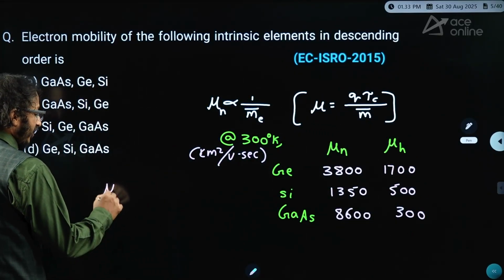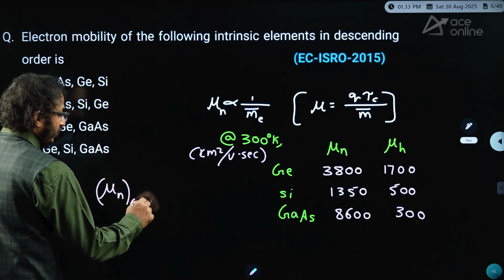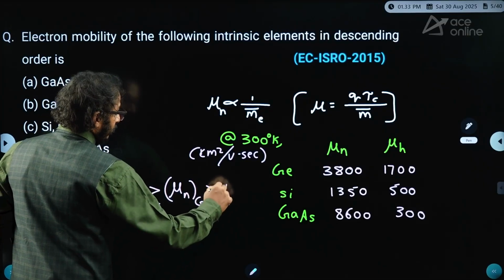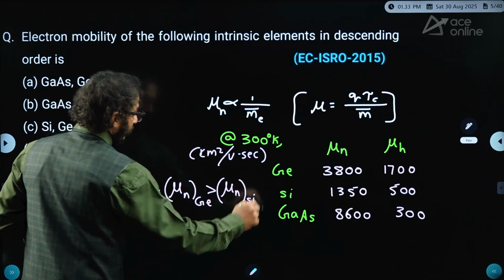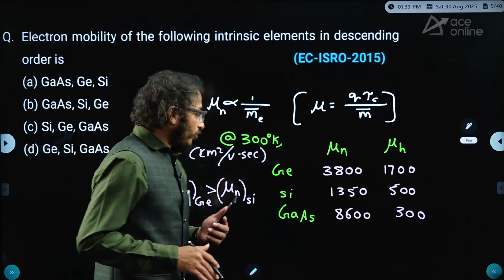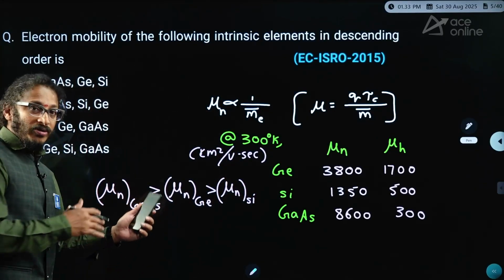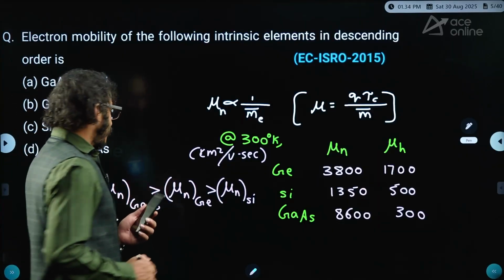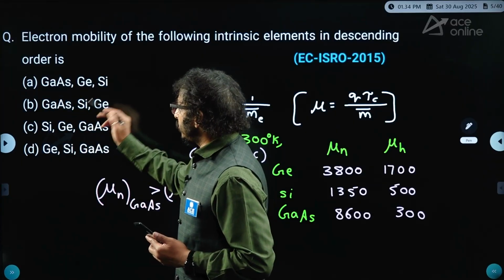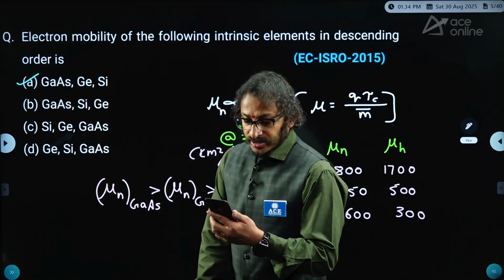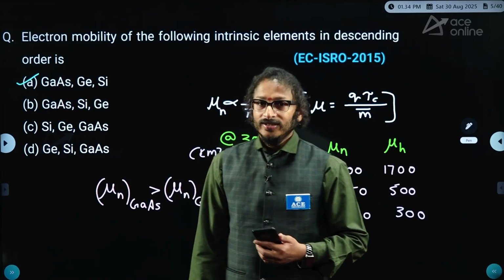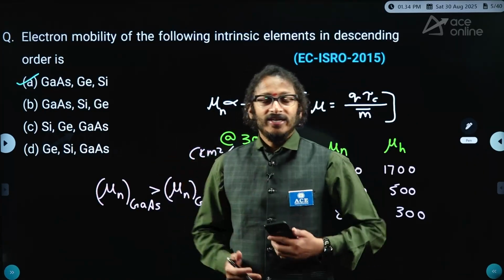Therefore, the mobility of electrons of gallium arsenide is greater than the mobility of electrons of germanium, which is greater than the mobility of electrons of silicon. The examiner is clearly asking descending order, high level to low level. So the highest mobility is for gallium arsenide, moderate is for germanium, and lowest mobility is for silicon. So gallium arsenide, germanium, and silicon. Option A is apt for the given question, right? Option A is correct. Yes, you're right, dear students. Very good. I'm happy you guys are giving the answers.